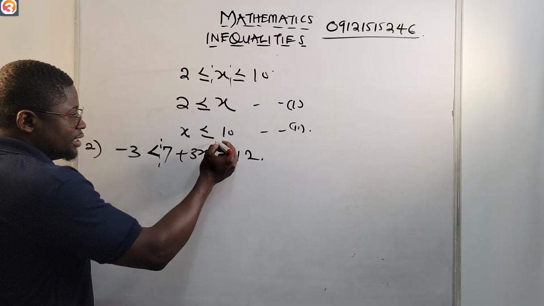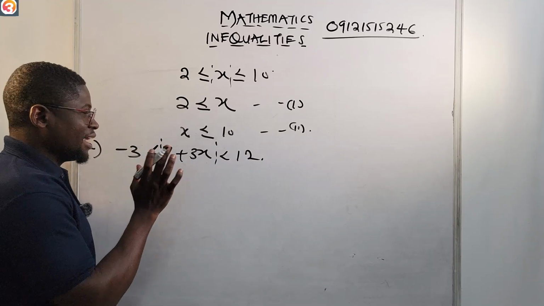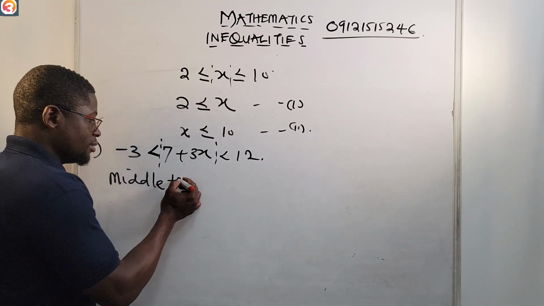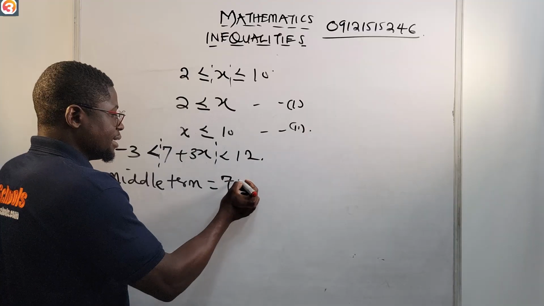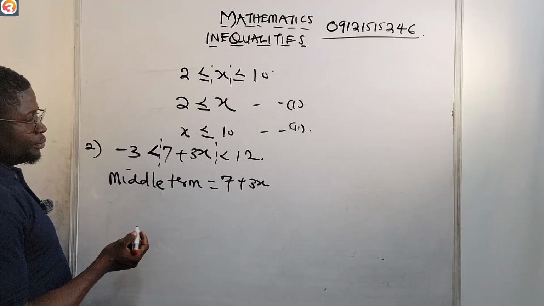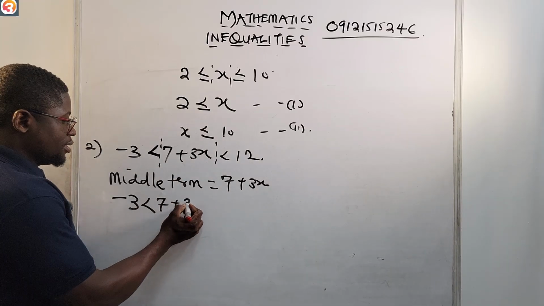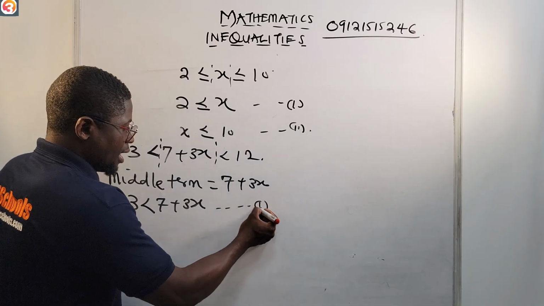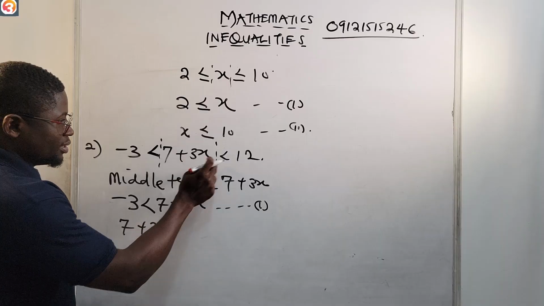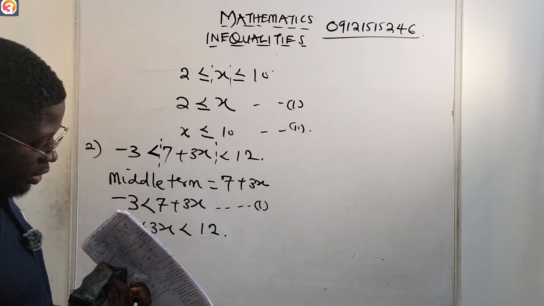This is the middle here. 7 plus 3x is your middle term. I'm not expected to write it out, but if you're a WAEC student, you can do that. 7 plus 3x. So now that's our middle term. So what do we do? We split. So you're going to have minus 3 less than 7 plus 3x. This will be our 1. Then the other one will be 7 plus 3x less than 12. All together, this is how we split.